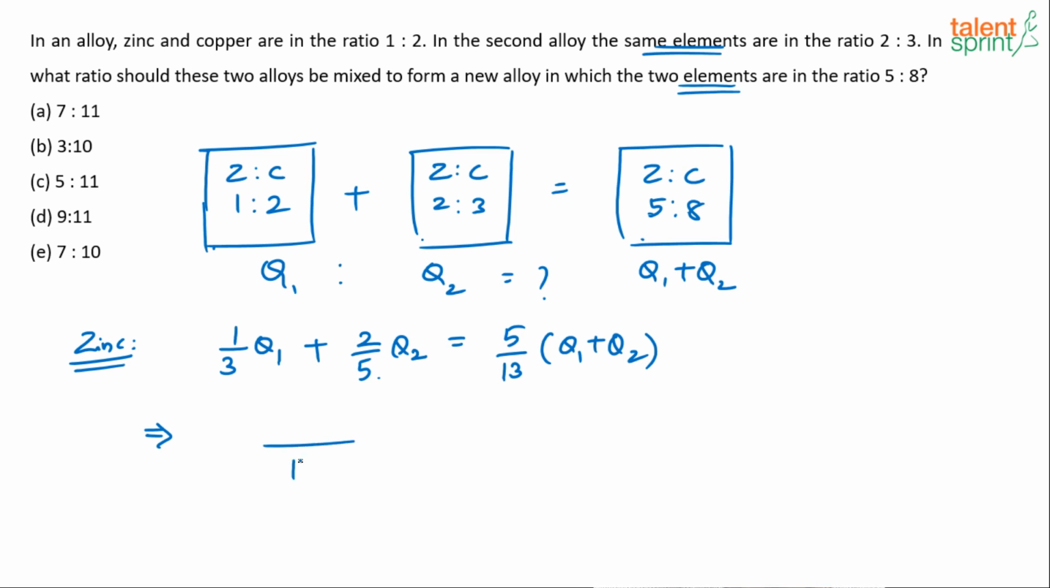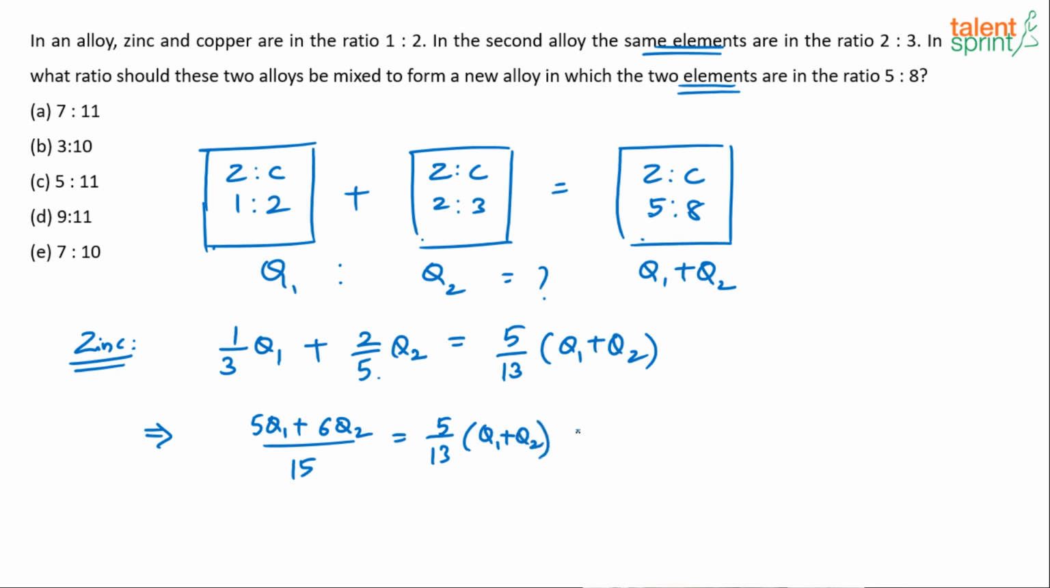Now I think 15 is the LCM here. 15 is the LCM. What do we get? 3 goes 5 times, so 5 Q1, plus 5 goes 3 times, 6 Q2. You understand? 3 goes 5 times. So 5 into 1, 5 Q1. 5 goes 3 times. 3 into 2, 6 Q2 equals 5/13 times of (Q1 plus Q2).